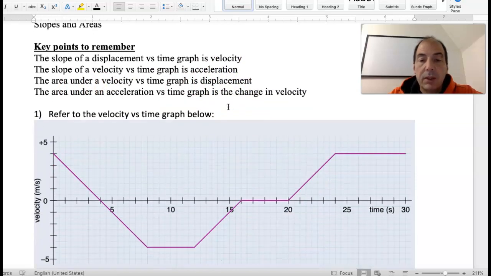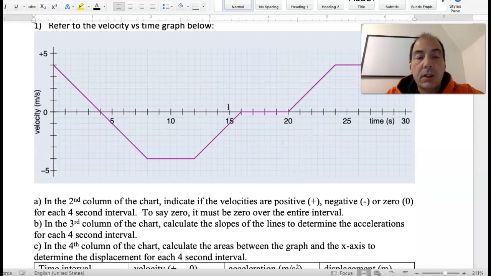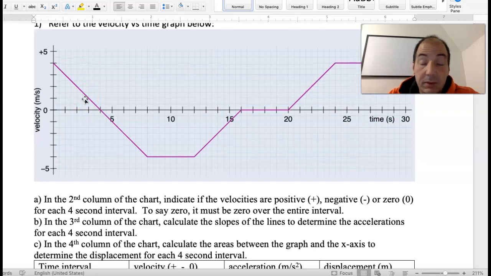Alright, so here is a motion graph. It's broken down into 4-second intervals, although the last one's a little long, but we're going to stop at 28 seconds, so we're going to stop out here no matter what. Okay. And so we see different things go on in different columns.